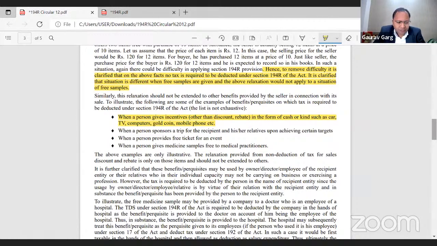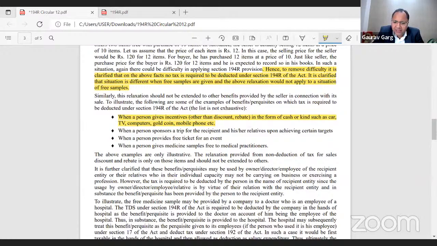Gauravji, one more doubt, a little bit practical. Suppose we are giving this IPL ticket to a customer, you will have to deduct tax under section 194R. But can you tell me whose PAN number you will mention while you file the return? Customer. Customer PAN number. Suppose I am giving the IPL ticket to a salesperson of a particular company, whether I'll mention the PAN number of the company of that person.